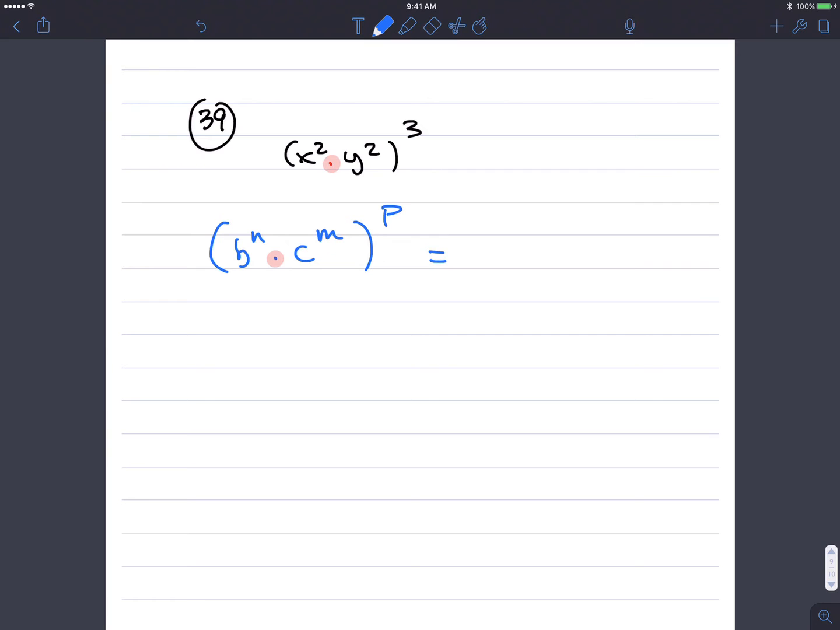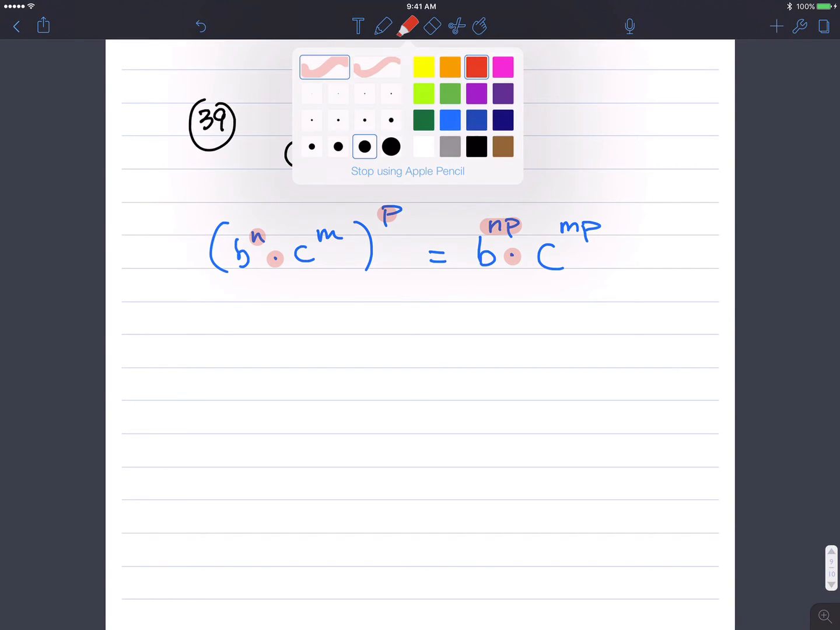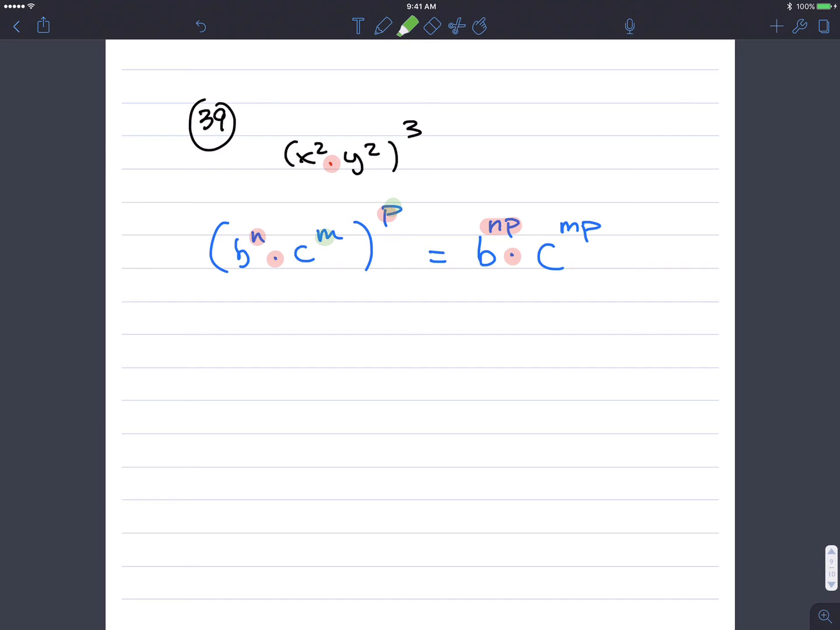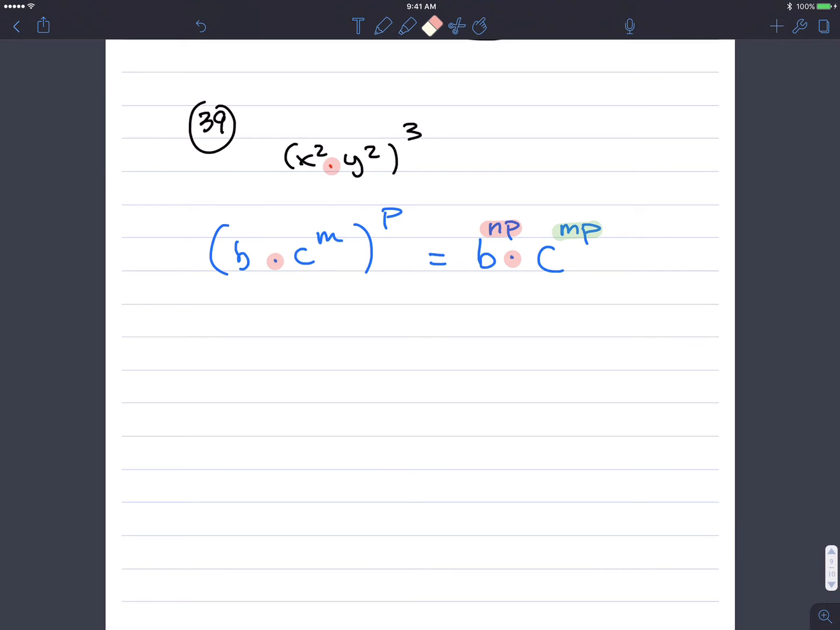We've seen that this is what happens. We keep the base b and we keep the base c still. Yes, we're still multiplying and we have those two bases. But now I'm going to distribute, meaning p will be multiplied to the power n, and p gets multiplied to the power m. Let's illustrate. P gets multiplied to n, that's where we get np. P also gets multiplied to m, which is why we have mp here. So in some ways, we simply say to distribute the power, meaning multiply both n and m, both powers, by p. And you keep the bases.